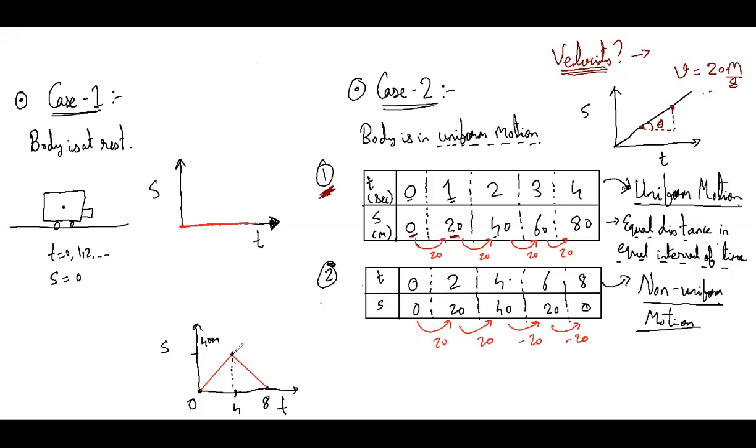So what about this case? Let this point be O, this point be A, this point be P. So what is the velocity in the motion between O and A? Sir, 0. Please give a right answer. Please give a correct answer. Sir, 0 it will be. No, till OA, 10 meter per second.